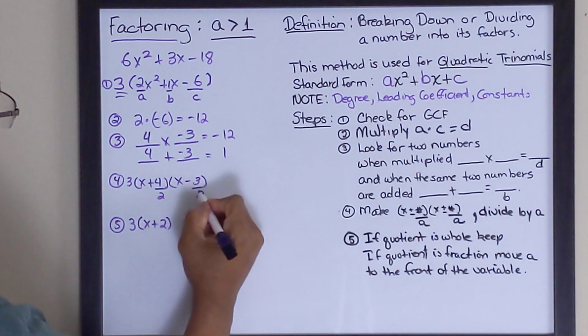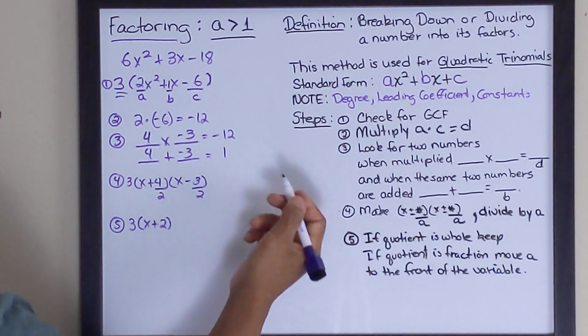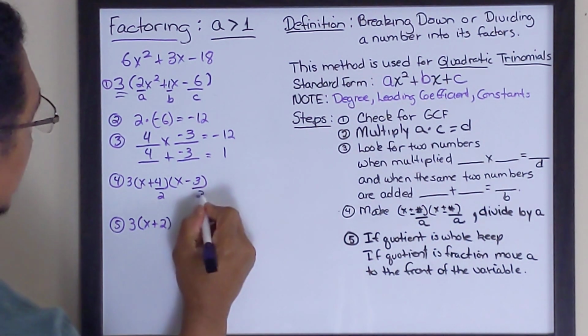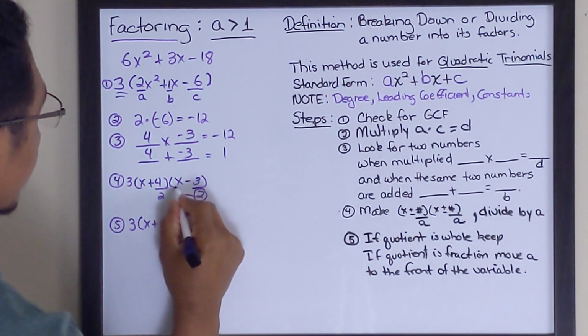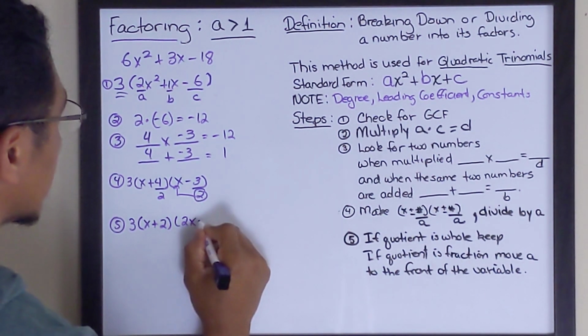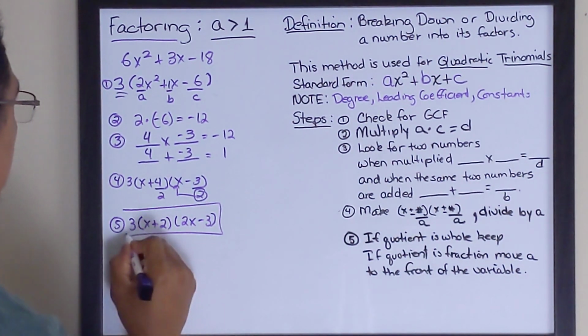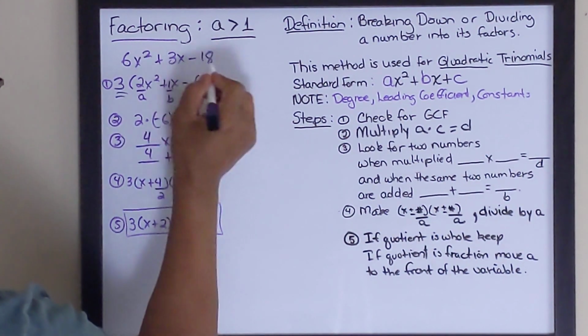However, this one, 3 divided by 2, will give us 1.5, which is a decimal. So what we will do in this case is move this 2 in front of the x. That'll give us 2x minus 3. This is the answer, or the factored form, of this polynomial.